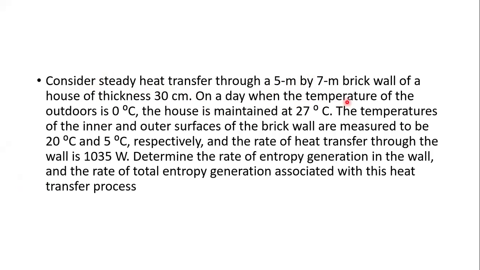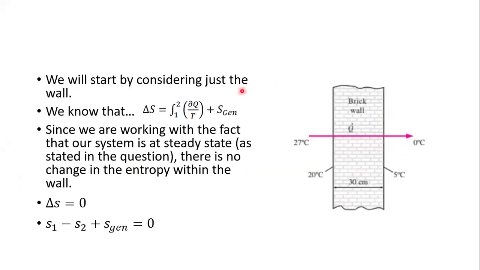Now we are being told that on a day when the temperature of the outdoors is 0 degrees Celsius, the house is maintained at 27 degrees Celsius. The temperature of the inner and outer surfaces of the brick wall are measured to be 20 and 5 degrees Celsius respectively. And the rate of heat transfer through the wall is 1035 watts. To determine the rate of entropy generation in the wall and the rate of total entropy generation associated with this heat transfer process. You're going to just consider the wall. So this is what the question was saying, if you should represent it with a diagram.